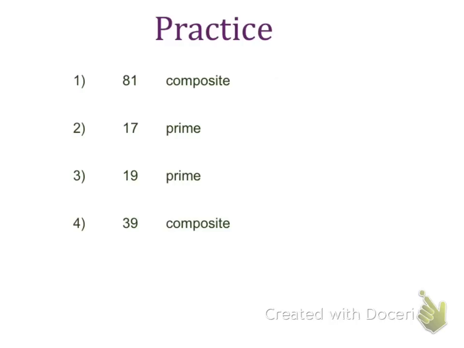Number 2, 17 is prime. The only factors it has are 1 and 17. Number 3 is prime. Again, the only factors are 1 and 19.